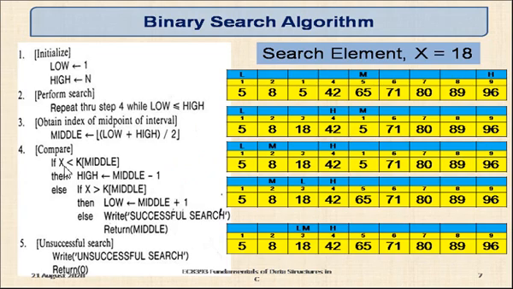Then compare. If x is less than k of middle, middle is now 5. So k of 5 is 65. X is assumed to be 18. So 18 is less than 65. Condition satisfies. Then high is equal to middle minus 1.